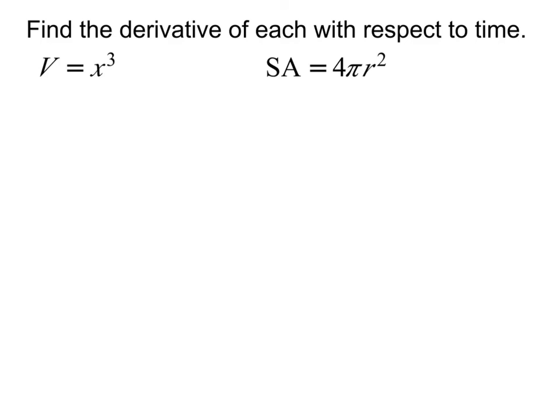All right, so let's go ahead and find our derivative of the first function there. V equals x cubed. Looks like we're finding the volume of a cube here based on the equation. So I want to find the derivative with respect to time. So on the left-hand side, that means the derivative of v with respect to time. So that's just going to be dv over dt. Because remember, that means the derivative of v with respect to t. That's all that means in that notation.